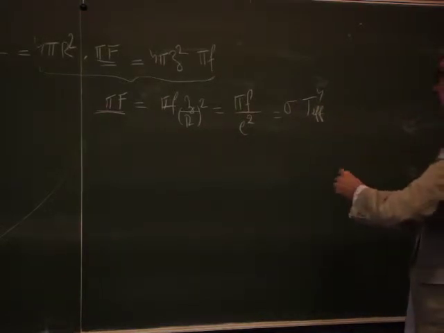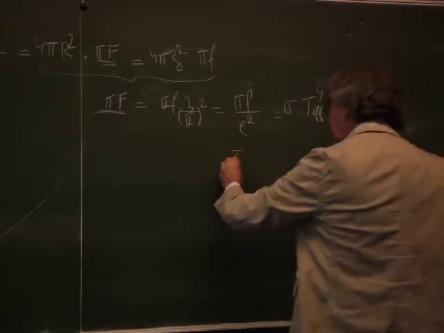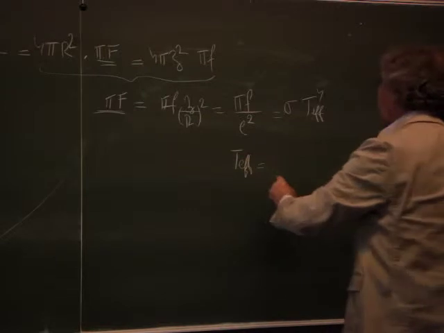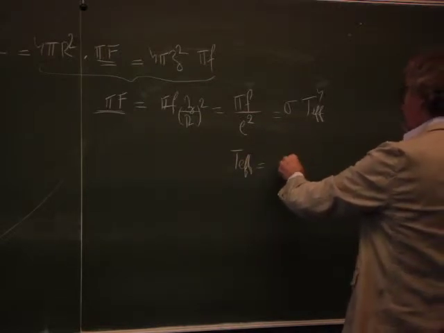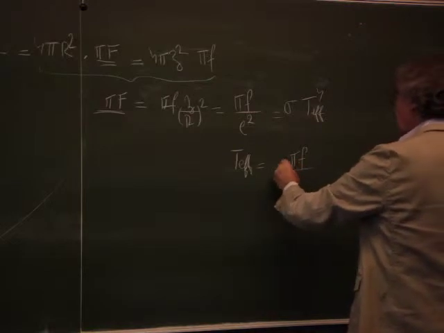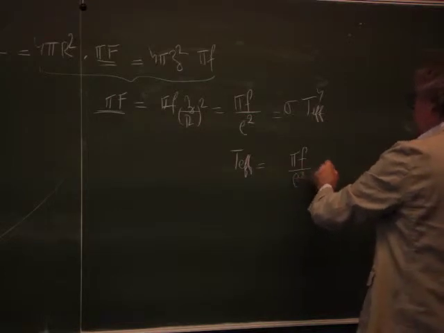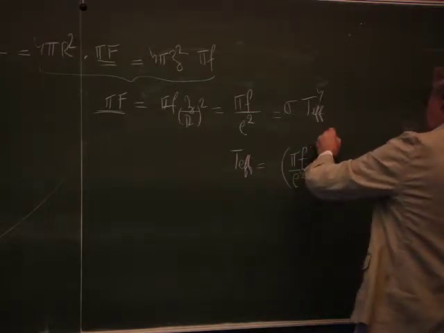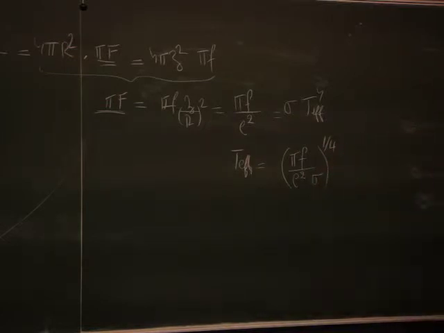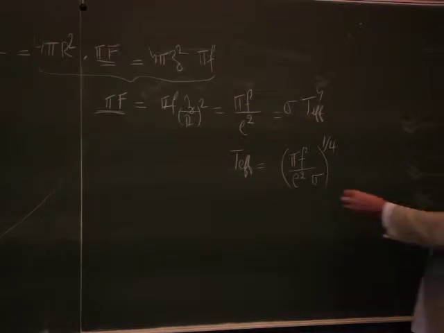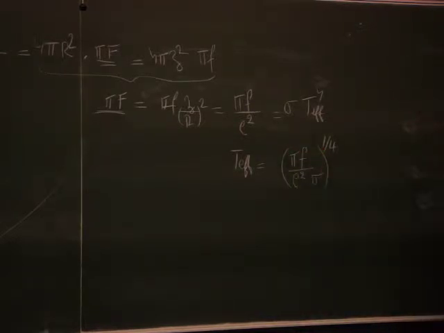Now, from this last relation, we see that we may extract the effective temperature of the star, which would be equal to the apparent flux measured on Earth divided by the square of the angular radius, divided by sigma, to the power 0.25. We see that by just measuring the flux of a star here on Earth, and by measuring its angular radius, you may determine very accurately the temperature of the star.